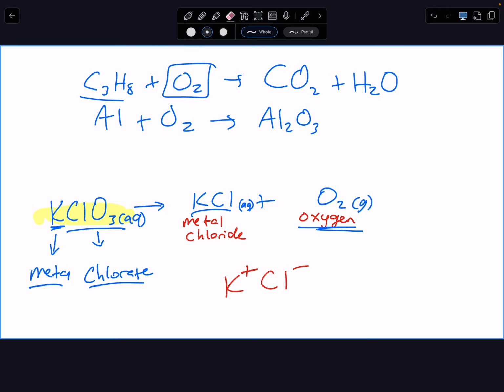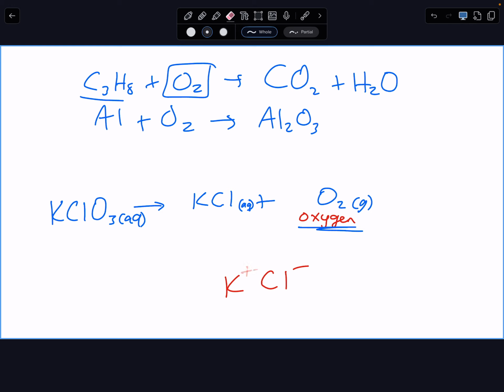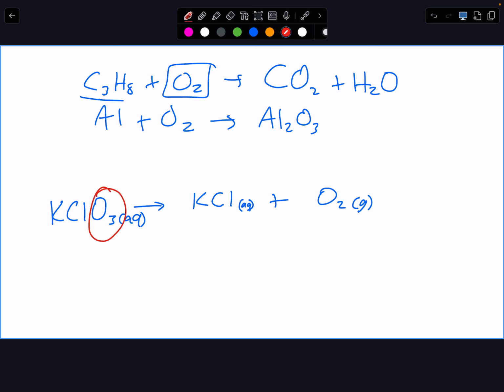Okay. Now I need to do the balancing, right? Is it balanced? No, it's not balanced. How many K's do I have on the left? One. And here? One. So I'm good. How many Cl? One. How many Cl? I'm good. How many O? How can I make them the same number? So where do I put the coefficient to make this one through 6?